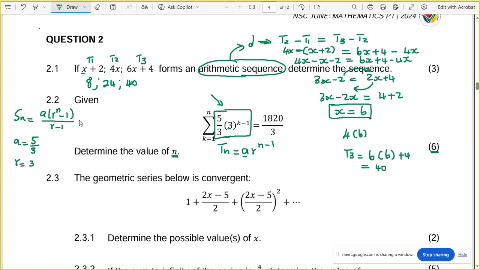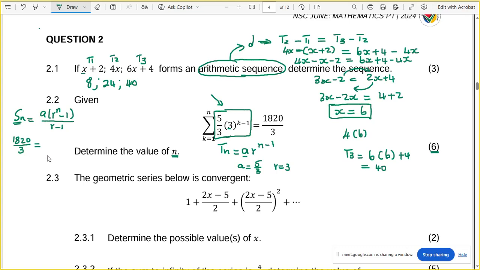So you're going to take this and substitute in the given equation, right? Now that we know what A is, you know what A is and you know what R is. The value of A is 5 over 3, and the value of R is 3. What is the sum? The sum is given as 1820 over 3.